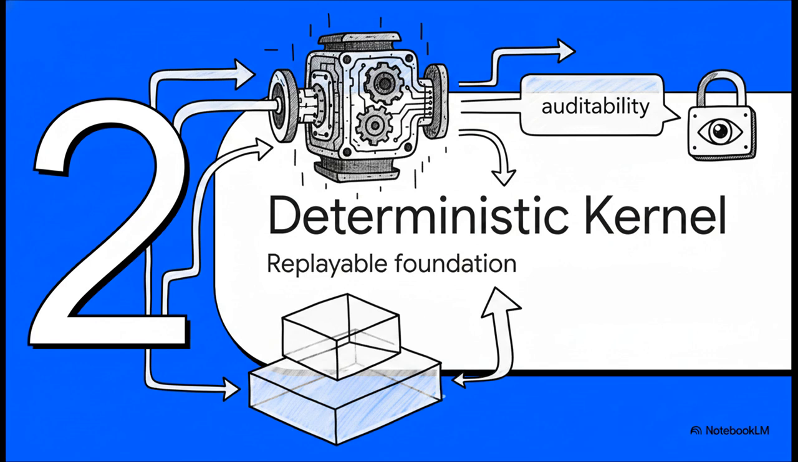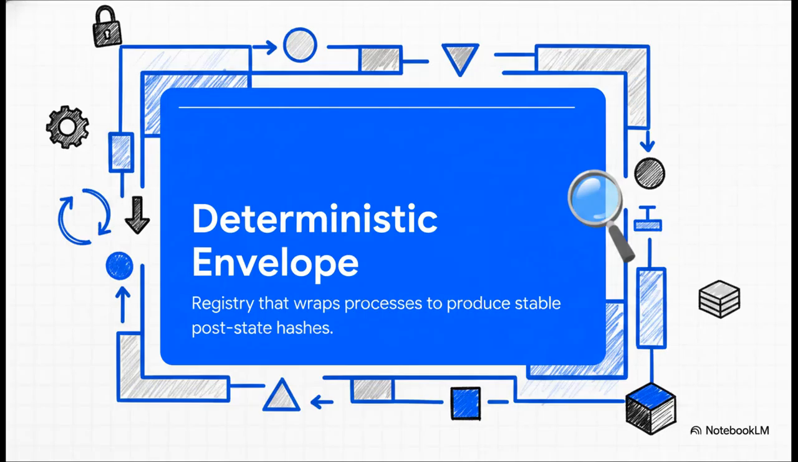Moving on to Section 2, the deterministic kernel architecture. This is all about building that replayable foundation using post-state hashes. To stop those untraceable changes we were just talking about, Elume uses something called the deterministic replay envelope. This is managed by the Elume.envelope component, and you can think of it as a strict operation registry. It physically wraps every major cognitive action the AI takes. And by wrapping these processes, it produces stable post-state hashes. It's essentially putting a tamper-proof seal on every single thought process.